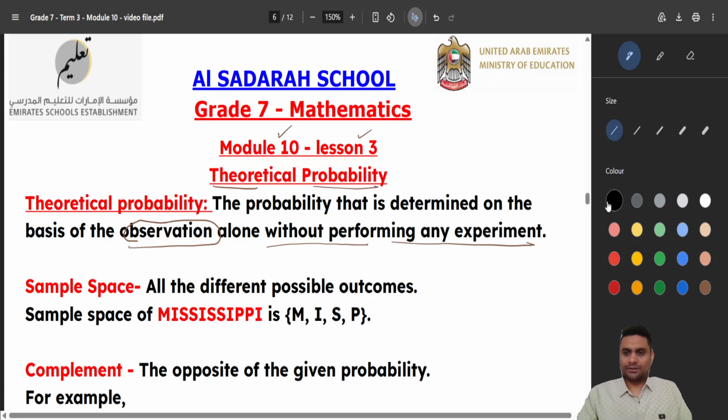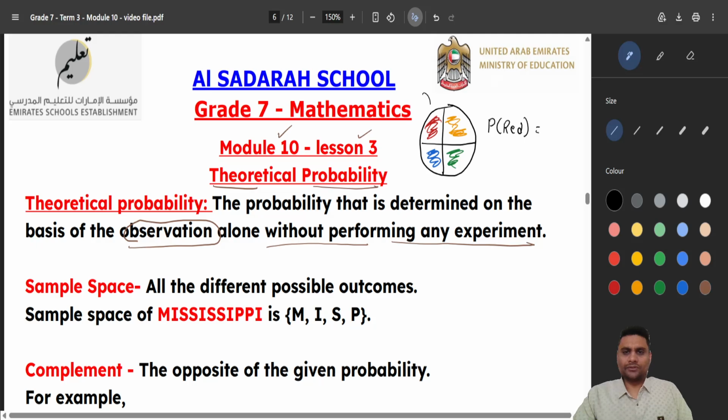Let's say I have a spinner here. The spinner has four equal sections. I have red, yellow, green, and blue. Now, we will only observe it. We will not spin it. We will not perform any experiment. Just observe. If I ask you, what is the probability of getting a red color?